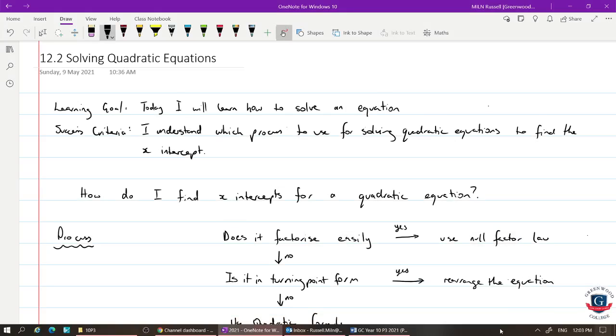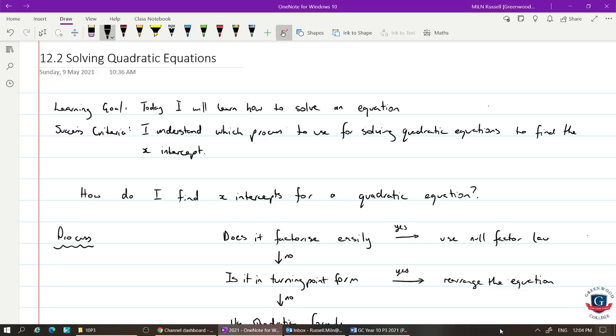Hi everybody. In this case, we're going to look at solving quadratic equations. First to find out how to do it, and then to make sure that we understand the process for it and use it to find an x-intercept. So how do I find x-intercepts for a quadratic equation?